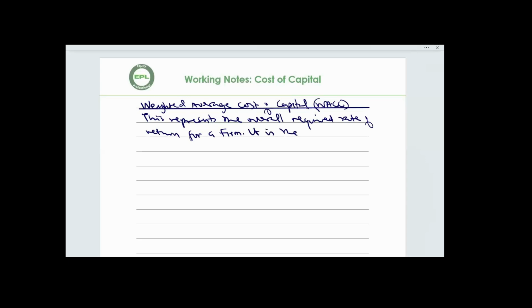It is the average cost of each source of finance weighted according to the proportion.